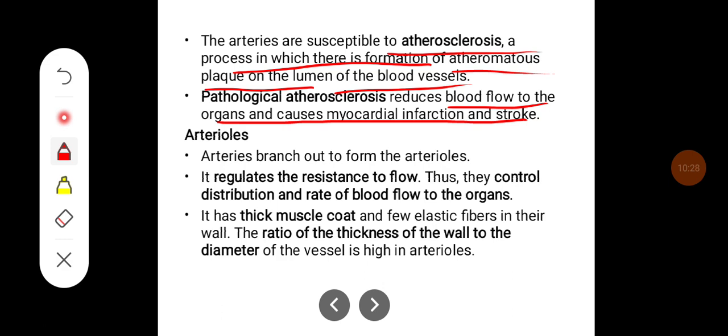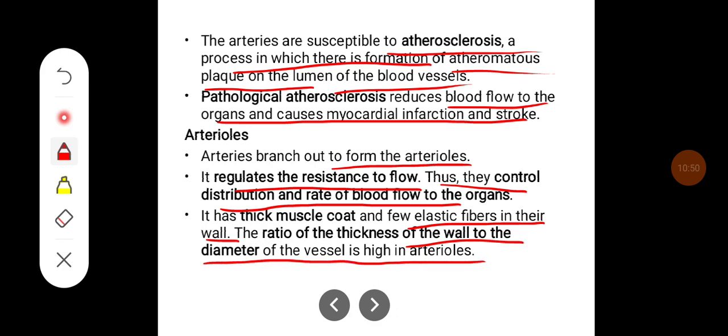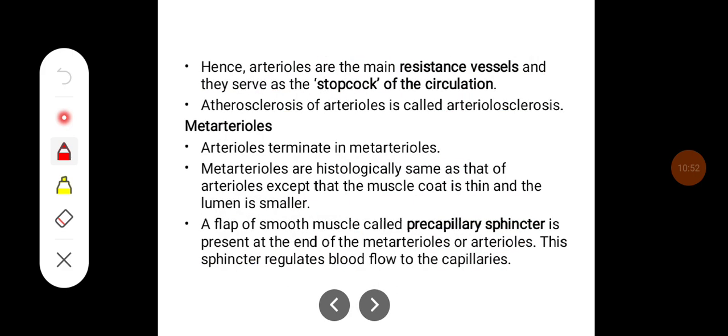Arterioles are nothing but the arteries that branch out from the arteries. They regulate the resistance to flow, thus they control the distribution and rate of blood flow to the organs. They have a thick muscle coat and few elastic fibers in their wall. The ratio of thickness of wall to the diameter of the vessel is high in arterioles. Hence, arterioles are the main resistance vessels and they serve as a stopcock for the circulation. Atherosclerosis of arterioles is called arteriosclerosis.